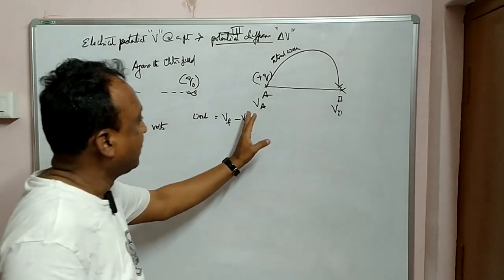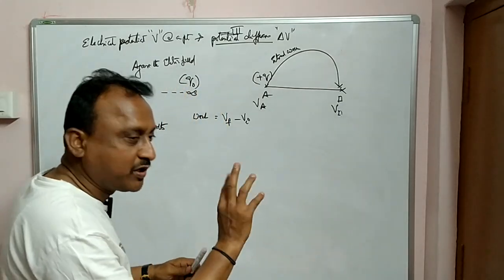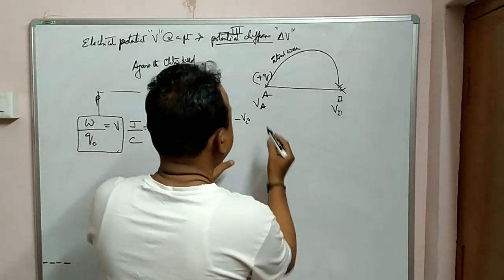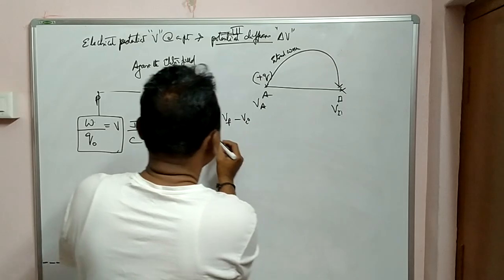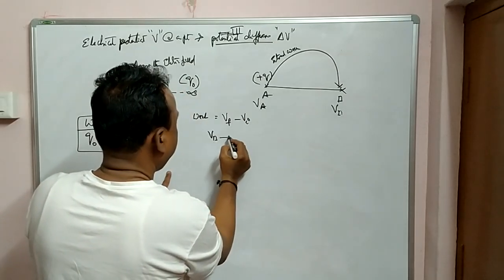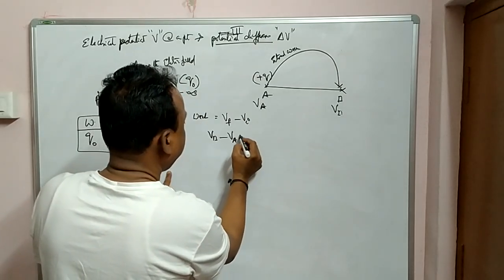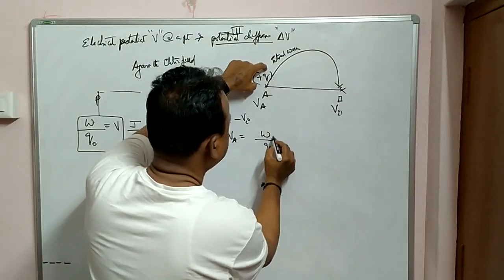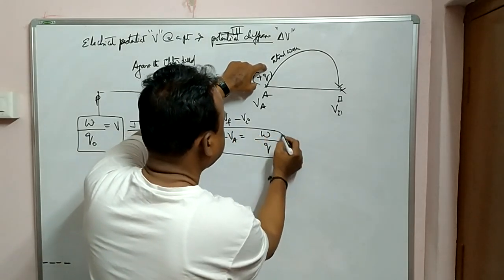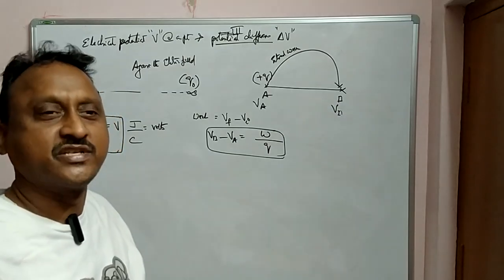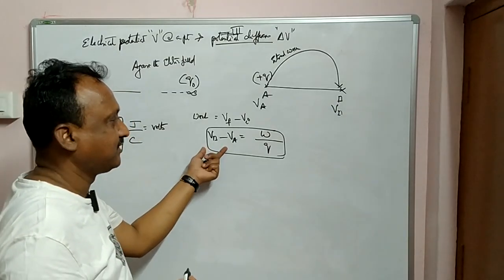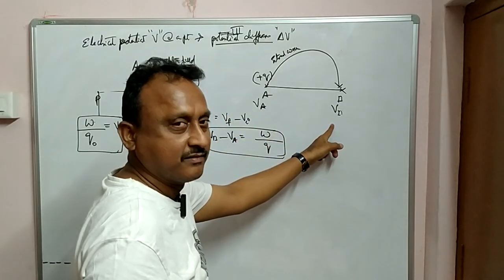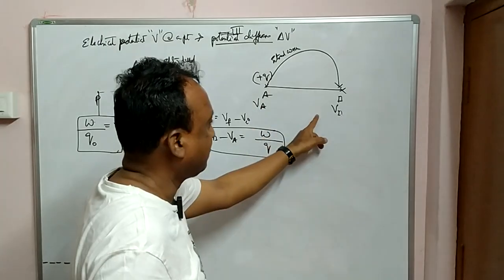So here potential difference means the difference between 2 points. So look here, he went from here to here. So VB minus VA is equal to W by moving this charge. So this is the exact formula for potential difference between any 2 points. From A to B you went.